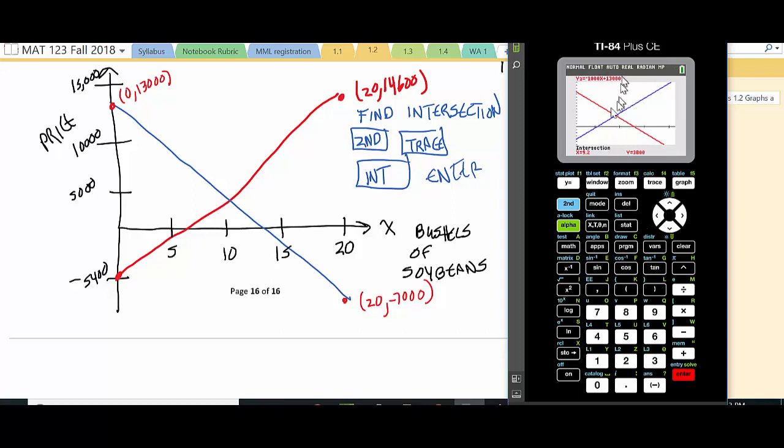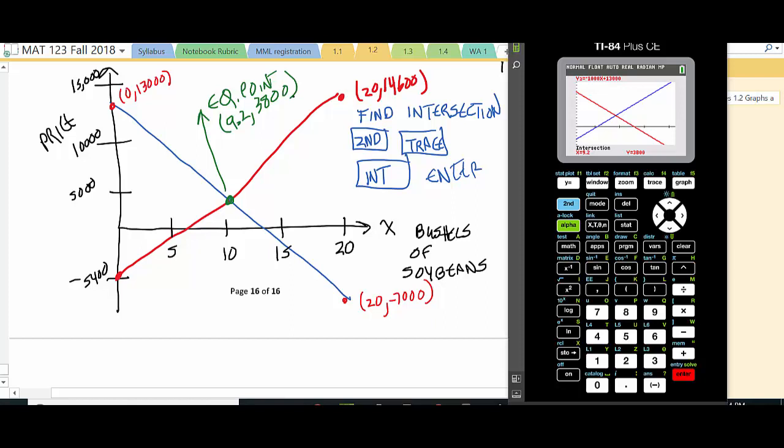there it goes. It should come out as intersection, and that right there is your equilibrium point. So you want to label that as the equilibrium point, and that means 9.2, 3,800 is what you get.